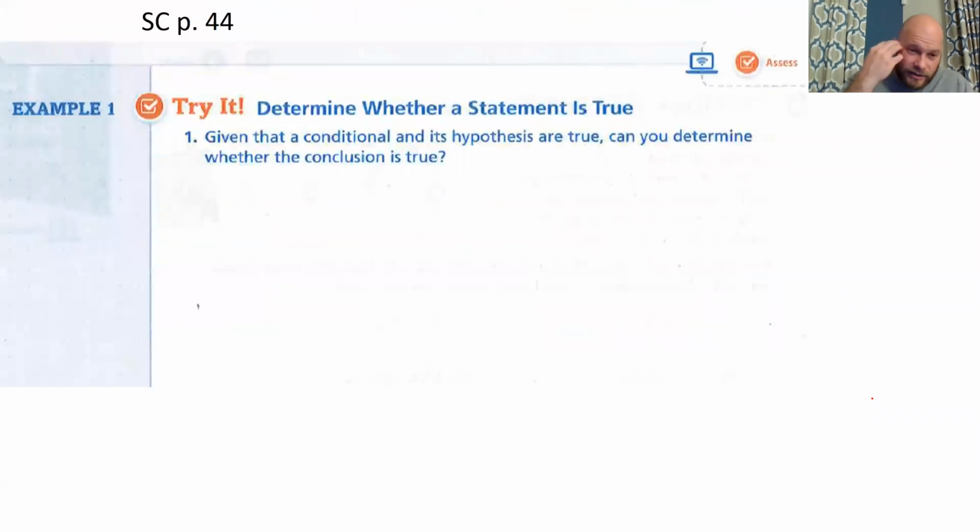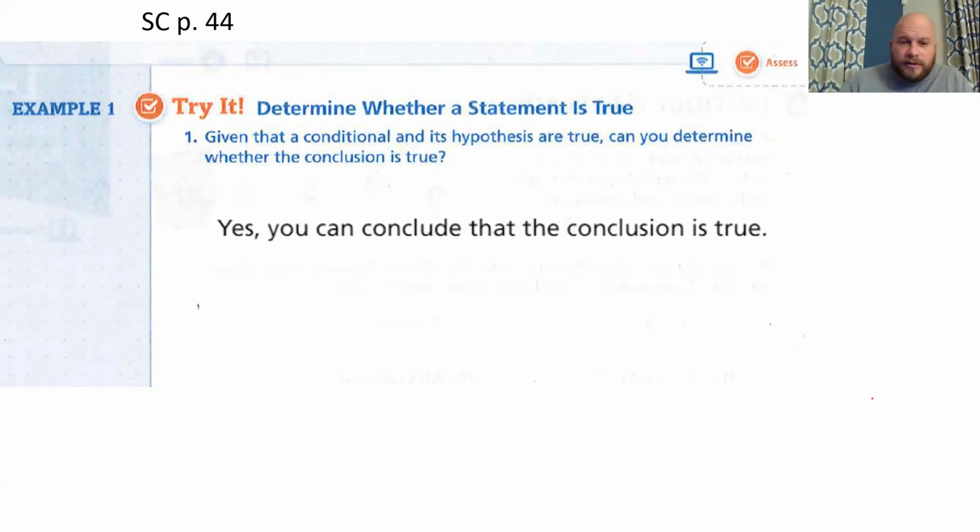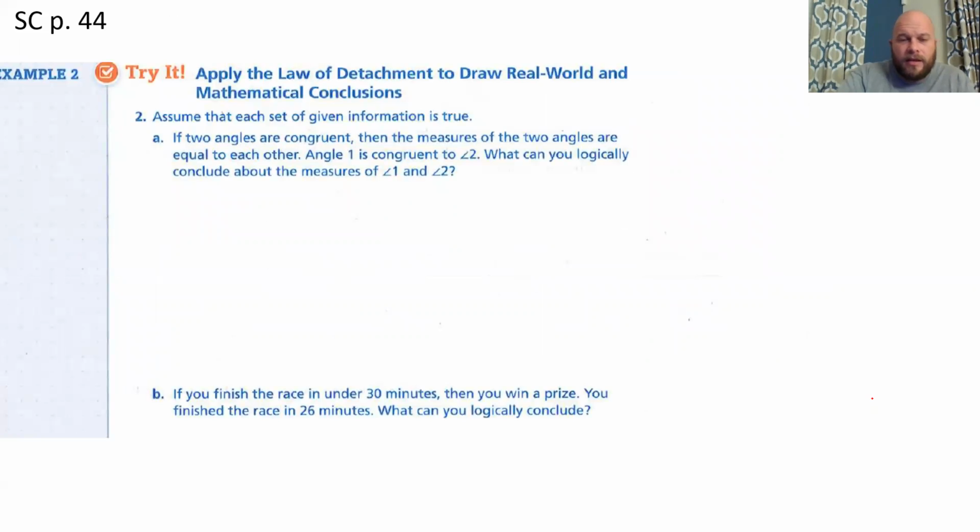Well, let's take a look at the try-its in your book. The first one: given that a conditional and its hypothesis are true, can you determine whether the conclusion is true? Yes, you can conclude that the conclusion is true. If you have those true statements and you have a true hypothesis, then you know the conclusion is also true. All right, so a couple examples.